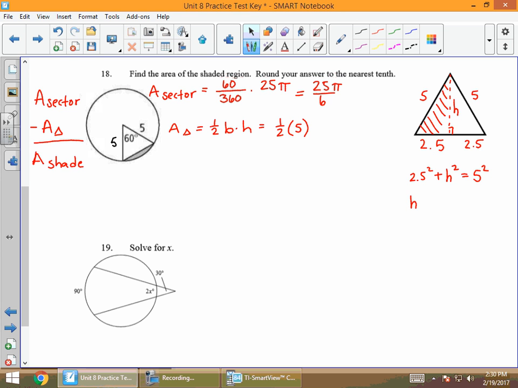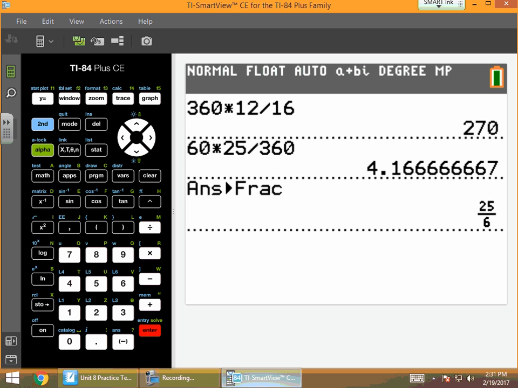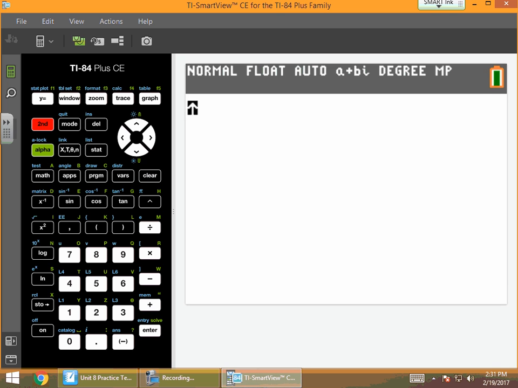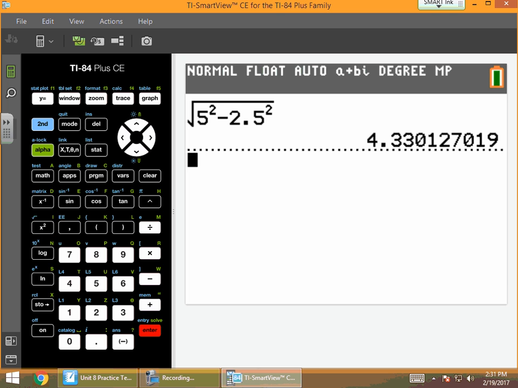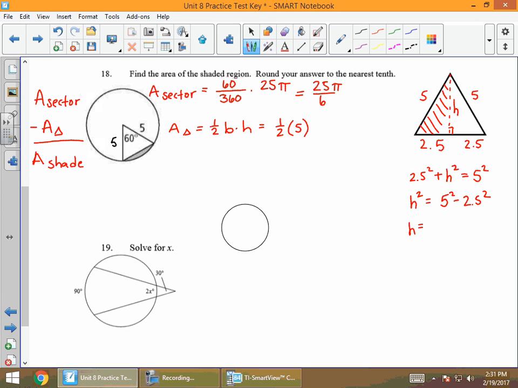So h squared is 5 squared minus 2.5 squared, and then I square root it. So the square root of 5 squared minus 2.5 squared. This should give me the height, which is about 4.33. And this height is about 4.33.